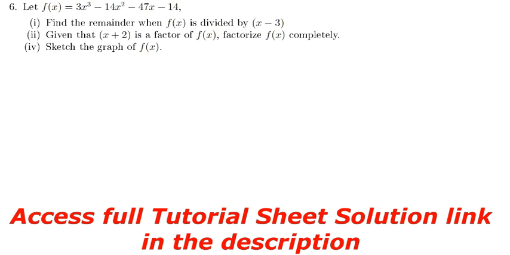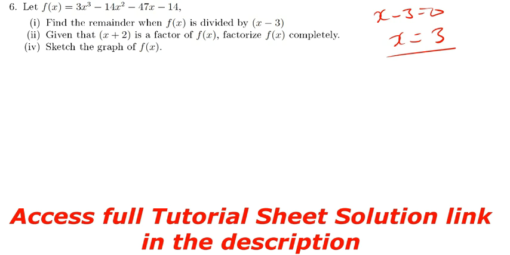that is talking about a polynomial, and then the question is, let f of x is equal to 3x to the power 3 minus 14x squared minus 47x minus 14. Part 1 is saying find the remainder when f of x is divided by x minus 3. So here, if you want, you can use synthetic division, or you can just do direct. X minus 3 is equal to 0, then solve for x is equal to 3. So if you plug in 3 where there is x, the answer you're going to find, that is the remainder. Or you can use synthetic division.